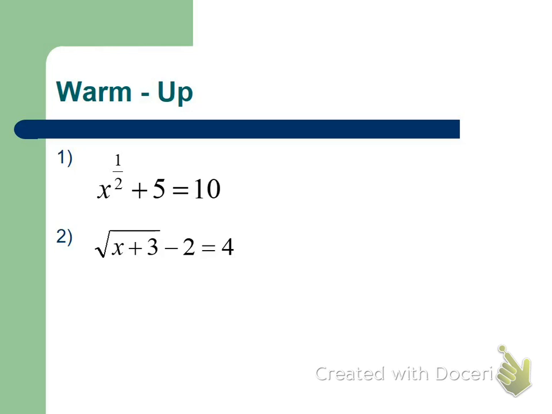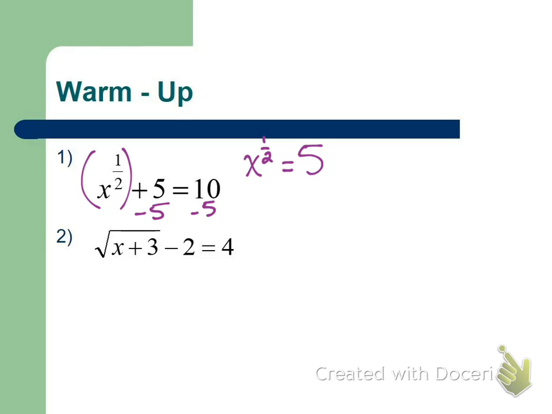All right, on our first warm-up, what is it that we're trying to get alone? Initially, what are we trying to get alone? X to the 1/2 power. It's got a fraction as its exponent. We're trying to get this alone. So how do we do that? Subtract the 5 on both sides. That leaves us with x to the 1/2 equals 5. Our last step really is to do what?